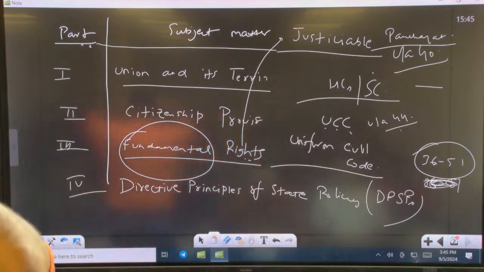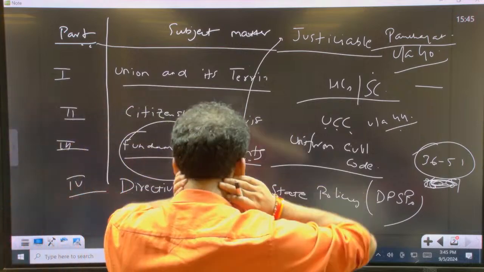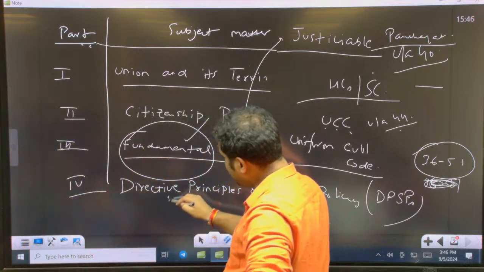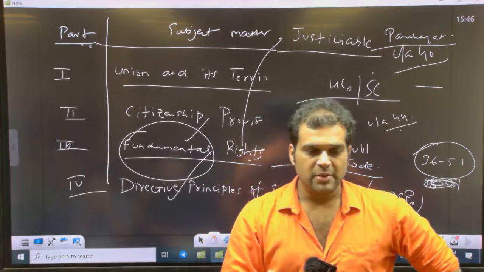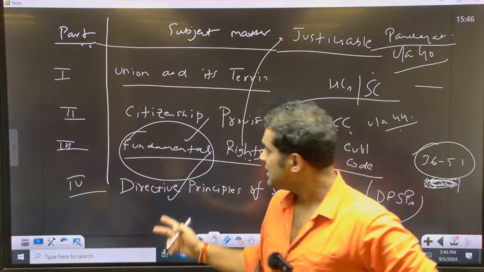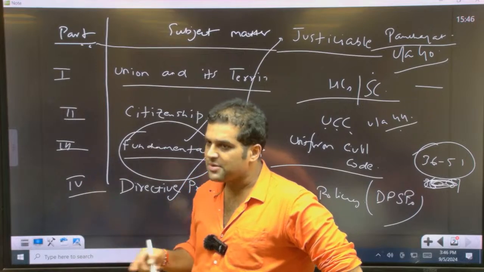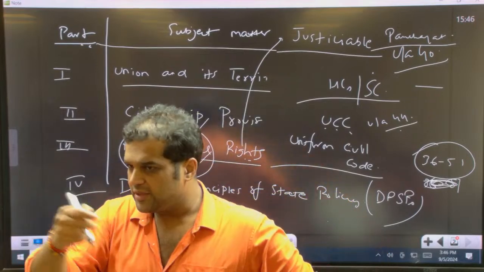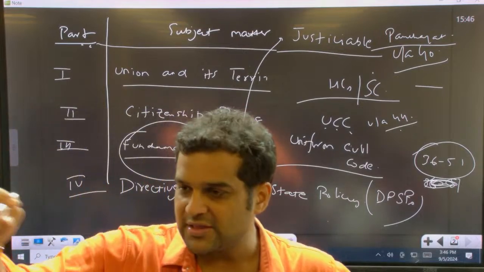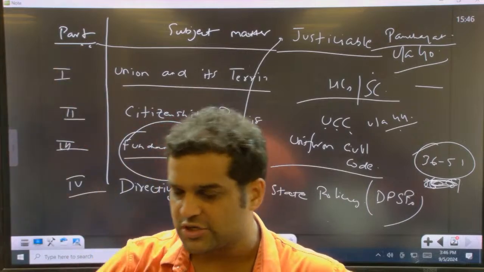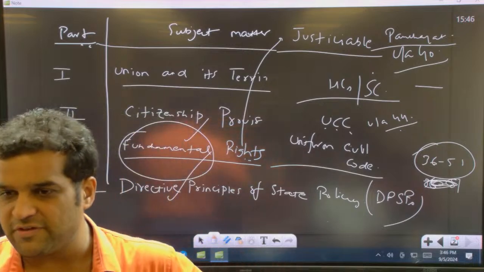Now, the basic difference between Part 4 and Part 3, between fundamental rights and DPSPs. The most important difference between both of these. Both are part of our constitution. Both are important in the smooth functioning of the country, in its day-to-day administration, in preserving law and order, the culture, and the mutual harmony between people and between states of the country. All of these things are important. But there is a stark difference between Part 4 and Part 3.